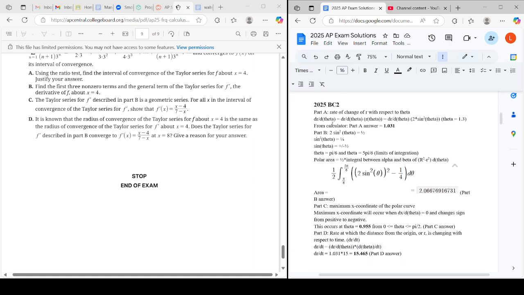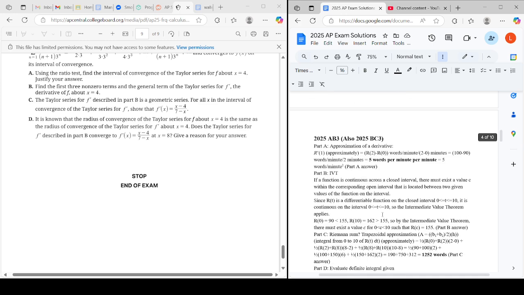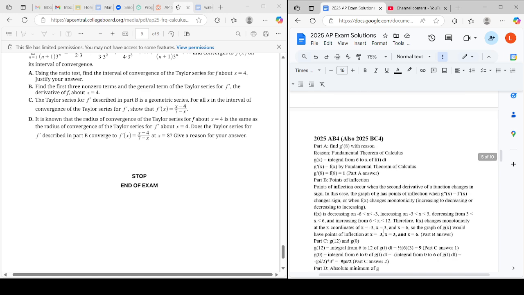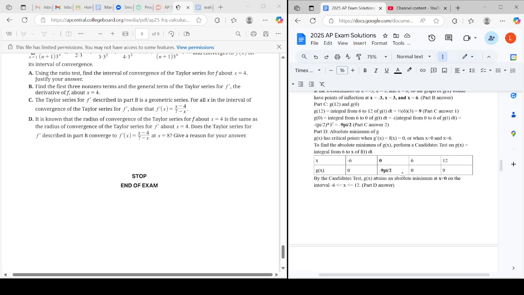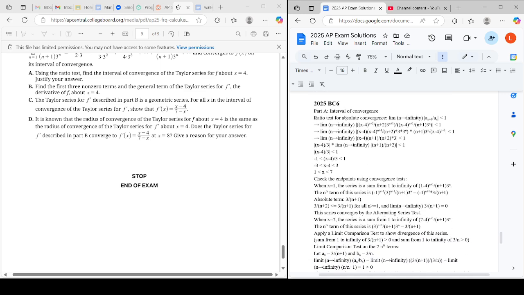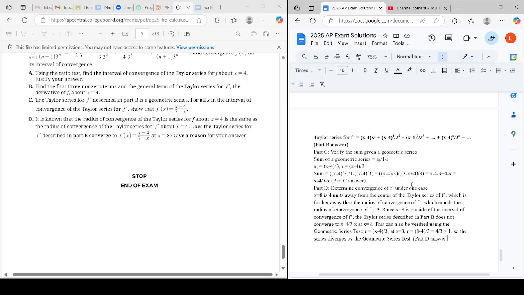In FRQ 2, we had a polar curve, and we had to use the polar area formula and some related rates, but you could also just do a relationship between the different derivatives. Interesting that you can do that, because that does make the problem easier. We had the normal table question with IVT and trapezoidal approximations, a graph question with the candidates test and absolute extrema. We had a differential equation where we had to do implicit differentiation and do a Taylor polynomial with a Lagrange error bound, and then another Taylor polynomial. Then we had the series question where we were doing the ratio test to determine the interval of convergence and do some geometric series stuff.